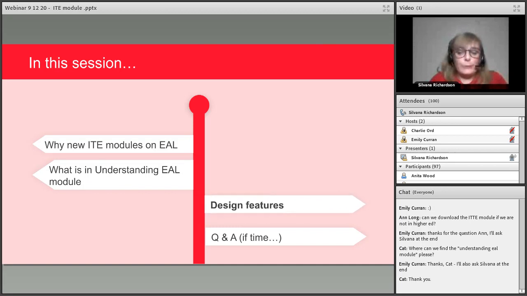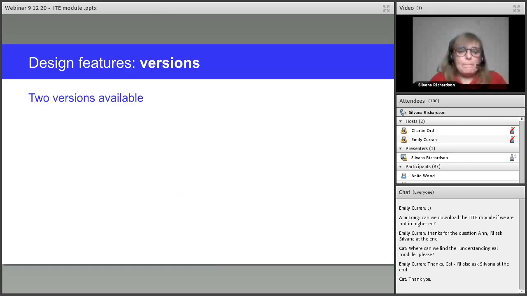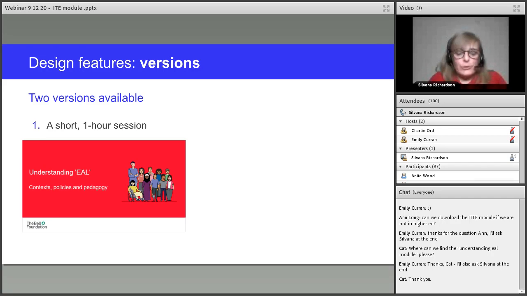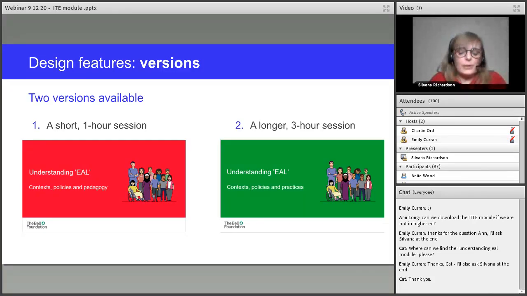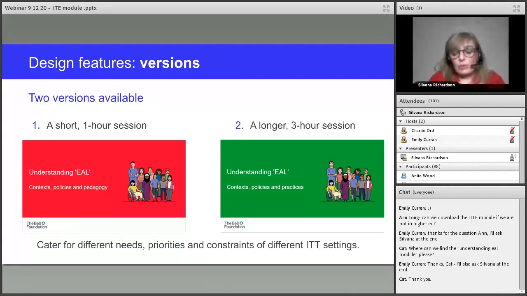So let's look at the design features now in a little bit more depth. The first thing, I think this is good news, is that we have designed 2 different versions. First of all, we designed materials for a short 1-hour session. And we also designed materials for a longer 3-hour session. These are materials to be used by the ITE tutors themselves. So they're pretty much ready to go. And we created 2 different versions to cater for different needs, different priorities, and different constraints of different ITT settings.